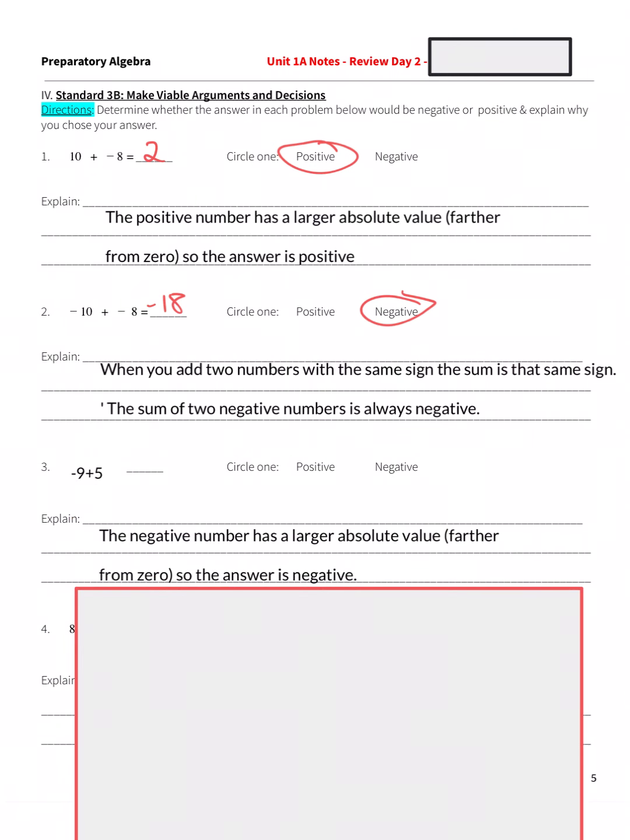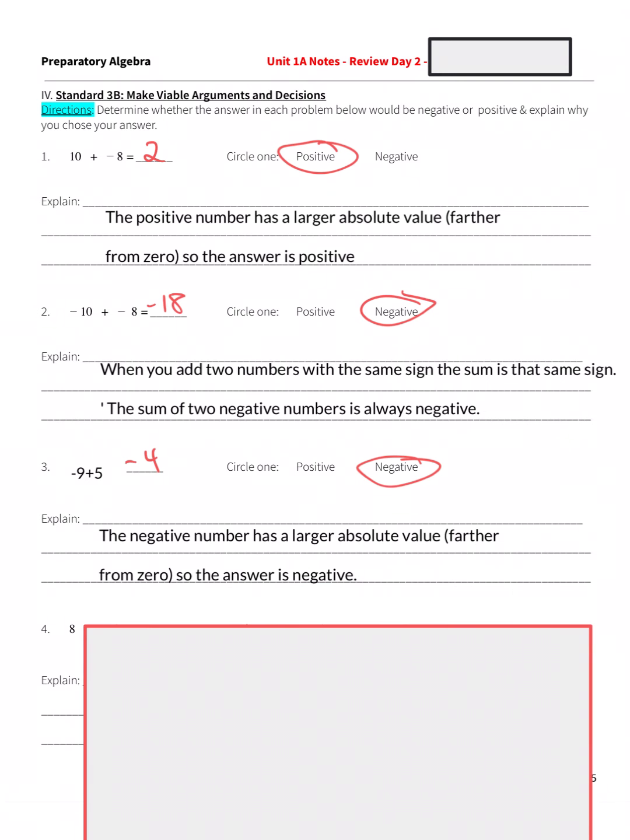Right, we have negative 9 plus 5. My answer is negative 4. So that means my answer is negative. And why is that? Well, it's very similar to number 1. The negative number has a larger absolute value. It's farther from 0. So the answer is negative. Right? So similar wording to that, and you would be considered correct. Okay? Make sure you have the correct information recorded in your notes before you move on.